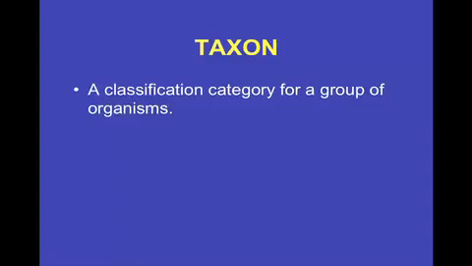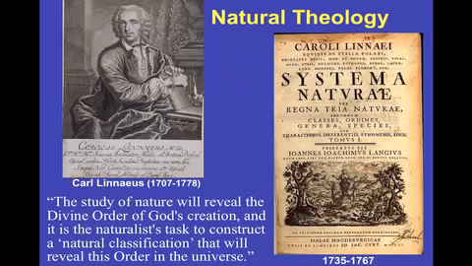So taxonomy derives from the word taxon, which is just one of these ugly words we use that means a category of classification. As we'll see, a taxon may be a very precise classification or a very general classification, but that unit of classification at whatever level is called a taxon. And the first person to do this, we've seen already, was dear old Carl Linnaeus, who was inspired by natural theology, who wanted to get down all the different species and put them in some sort of order, so that the study of nature would reveal the divine order of God's creation. So he was trying to construct a natural classification that would reveal this order in the universe.